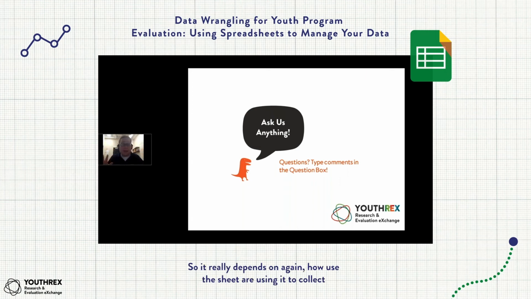So it really depends on, again, how you use the sheet. Are you using it to collect ongoing data? Are you using it to collect data specific to that case or that person? And what we do in research quite often is that the sheets themselves have a lot of data, but the data itself is all anonymous, right?